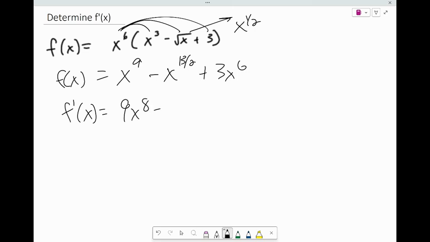9x to the 8th. Minus 13/2 x to the 11/2, right? Because I subtracted 1, plus 18 x to the 5th. And that would be it. You could probably do some factoring, but it's not going to get all that much prettier here. So, but the point of this example is just because you have a product doesn't mean you have to use the product rule if you can simplify it.